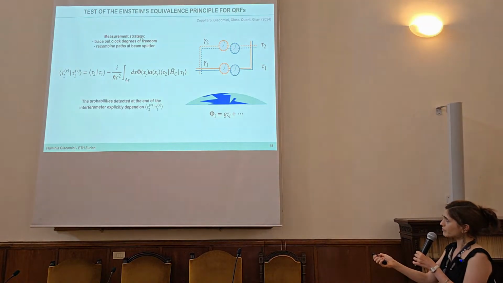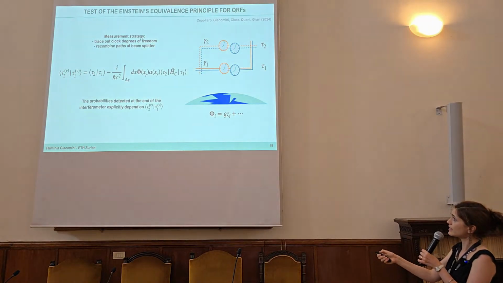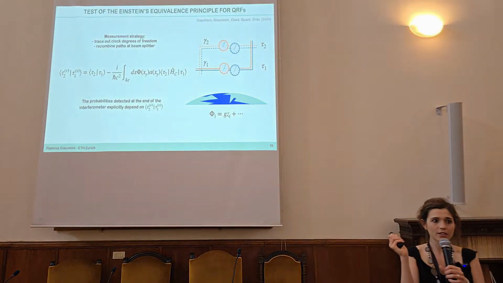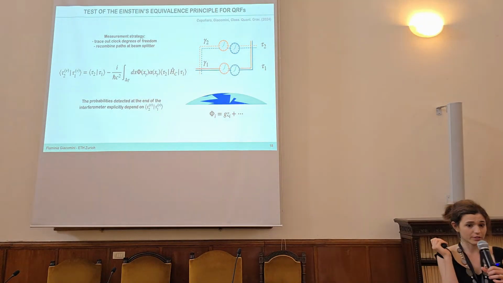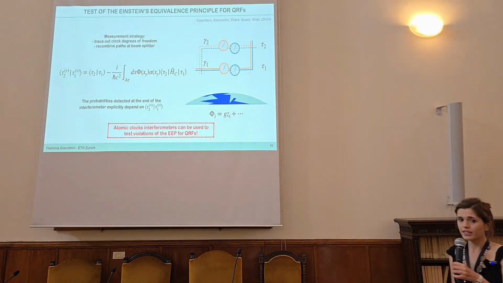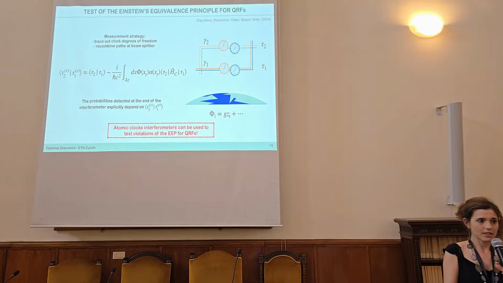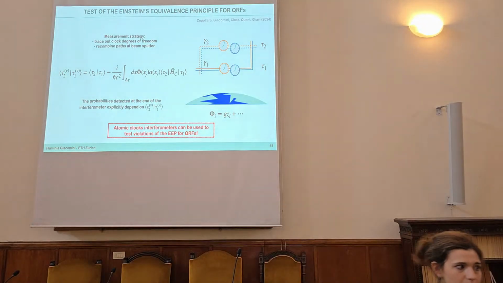So in the end, what you get is that this quantity appears in the probability at the end of the interferometric setting. This is something that can be tested in atom interferometers. Basically, a violation of this definition of the Einstein equivalence principle appears in the probabilities at the end of an atom interferometer with quantum clocks.